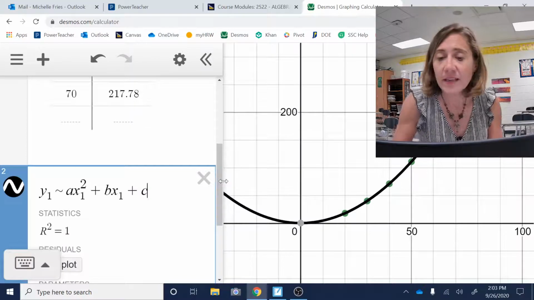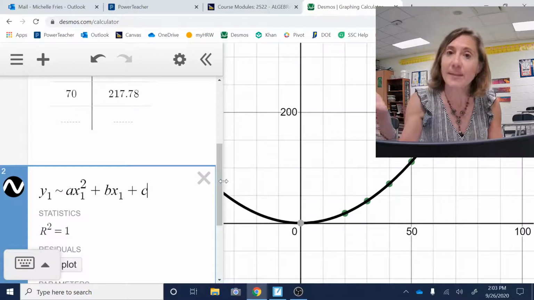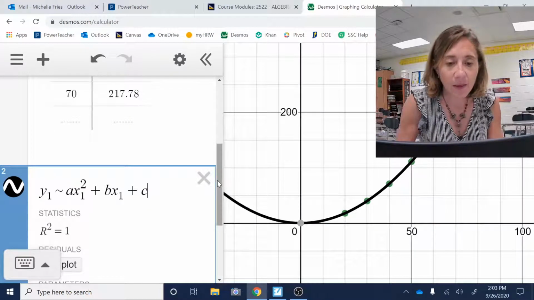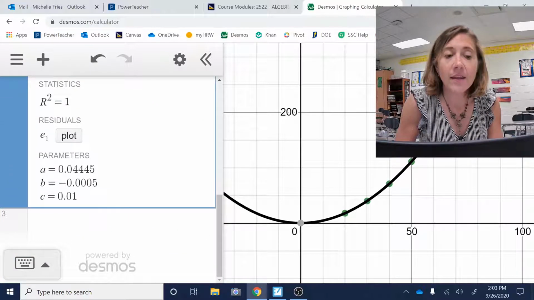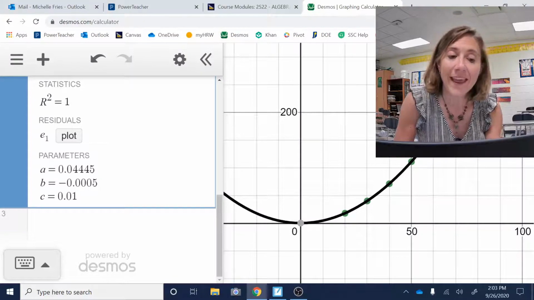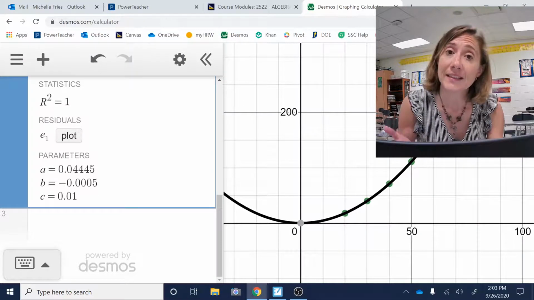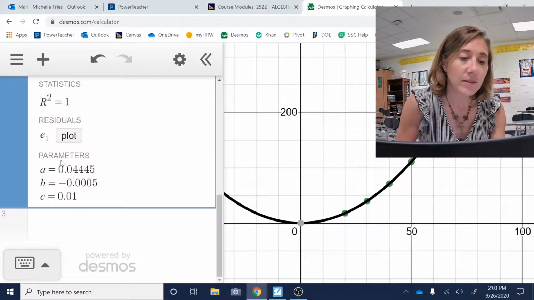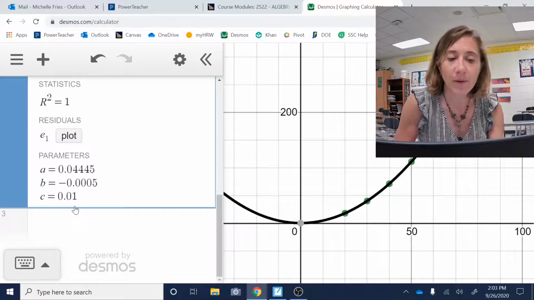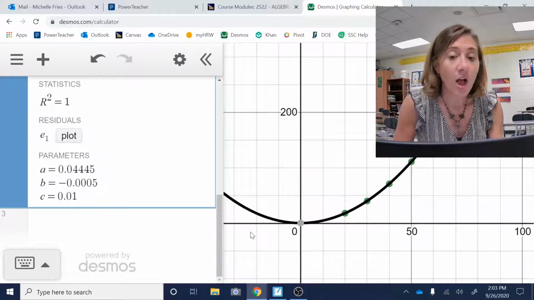So what you see is this curve here that fits pretty well. And then the value of that is down below. The computer has figured out for me what the a and the b and the c would be in standard form for this curve to fit. So it's generating that for me so I could write my equation from that.